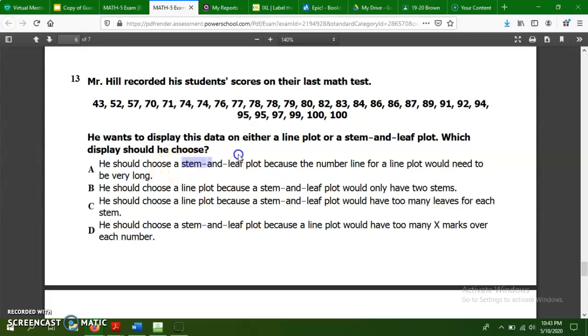Picking a stem and leaf because of the number line for a line plot, if you were imagining having to create a line plot, you would not want to do a line plot that stretched all the way from 43 to 100. So A is your best choice.